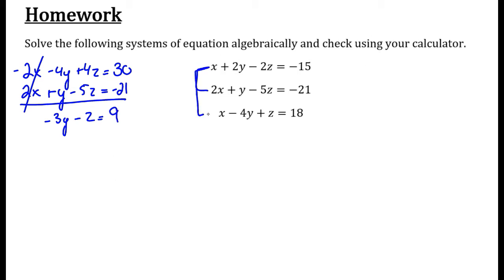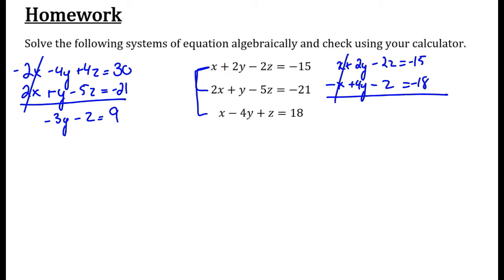Now I'm going to look at the first and third, because that's going to be pretty straightforward since they both have that x there. But I am going to have to make one of them negative. So I'm going to multiply the bottom equation here by negative 1. I'm going to change everyone's sign in this bottom equation. So plus 4y minus z equals negative 18. So when I eliminate my x's there, I'm left with 6y minus 3z equals negative 33.